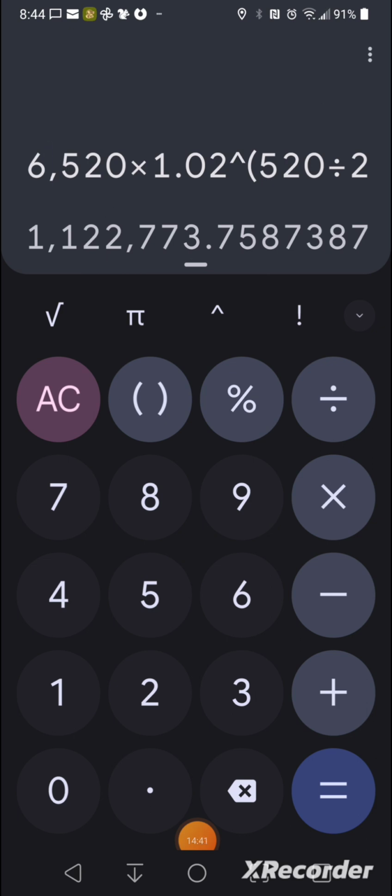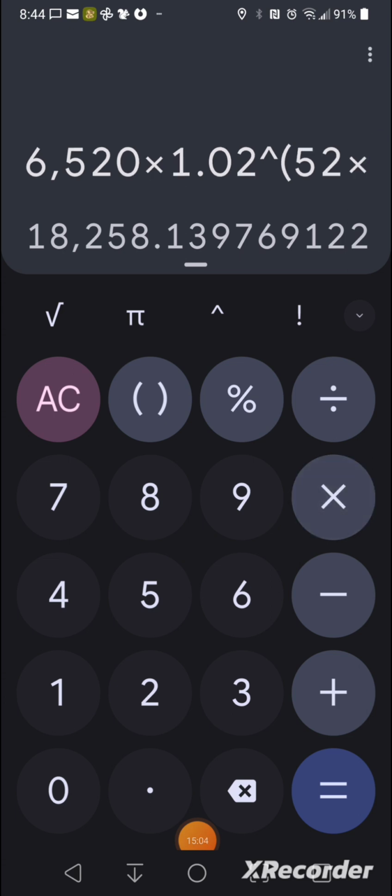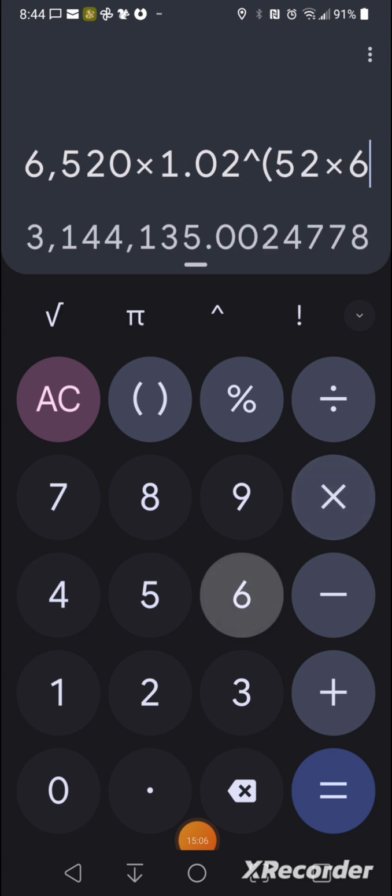That's all. So if you invest $6,000 to start with, and you increase it in 5 years, you got it. But if you don't want to wait, why don't we do this instead of saying divided by 2, which is so confusing? Let's go back here. It's 52 times how many years? Let's say 6 years. Oh, that's 3 million. That's too much.